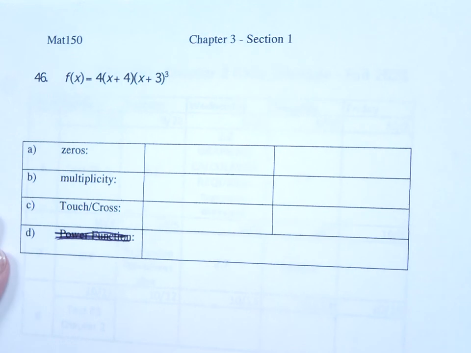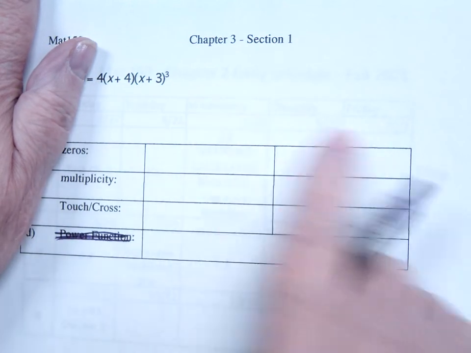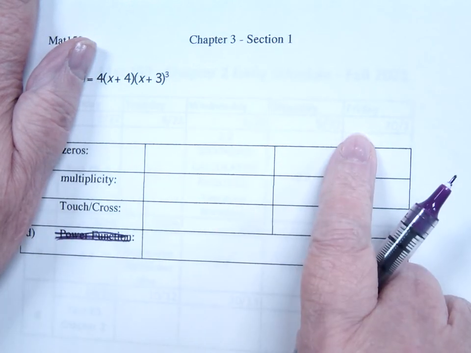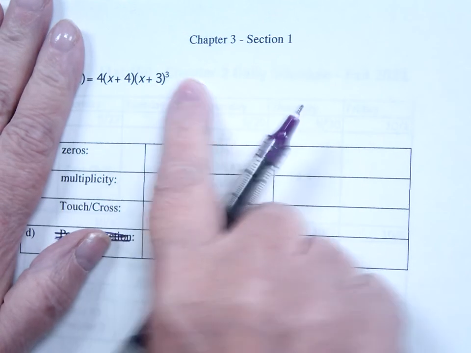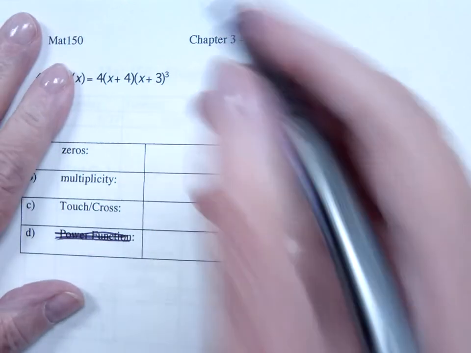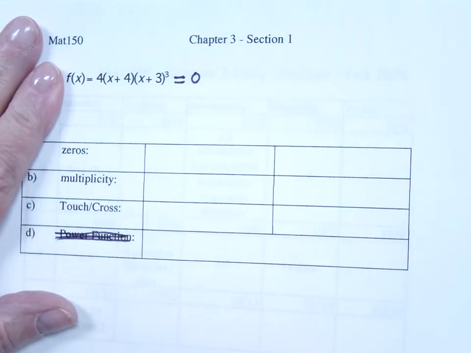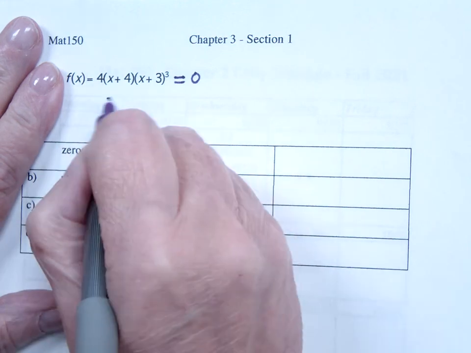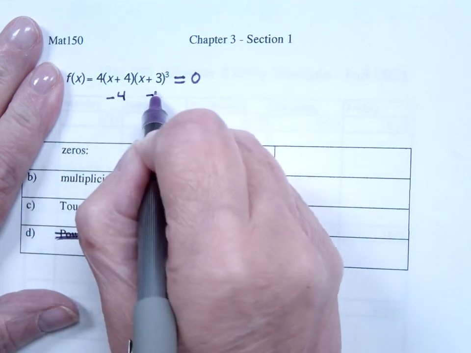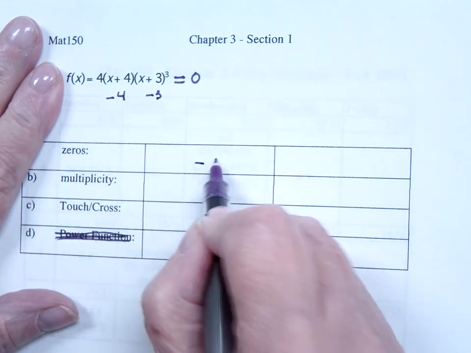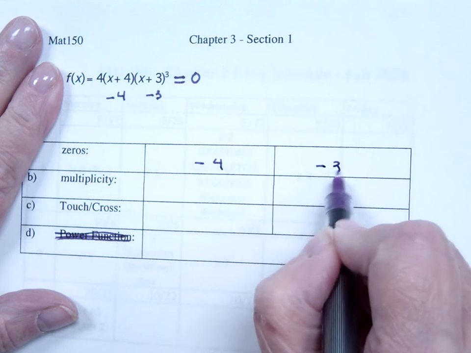Yeah, that is of interest to us. We don't need the power function. We're going to be looking at this as though it were a derivative, either first or second, it doesn't matter. So if this were the derivative of something, the first thing I'd do is take the derivative, set it equal to 0, and get the zeros, which are -4 and -3. So my zeros are -4, -3.